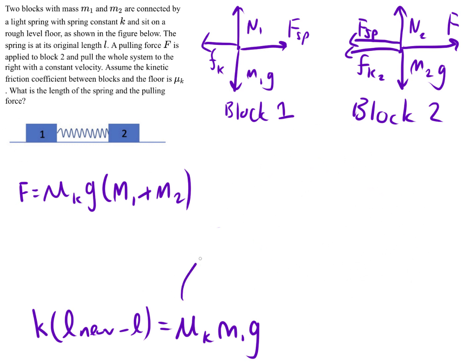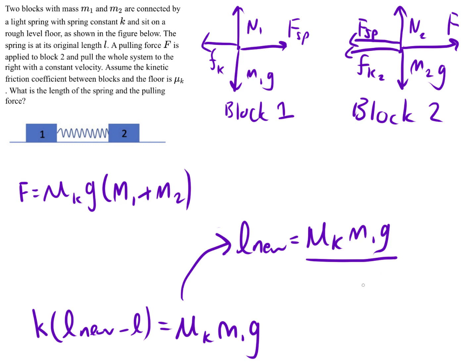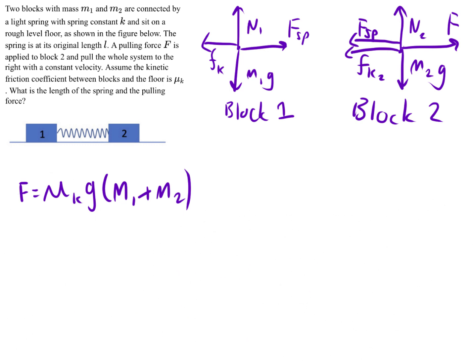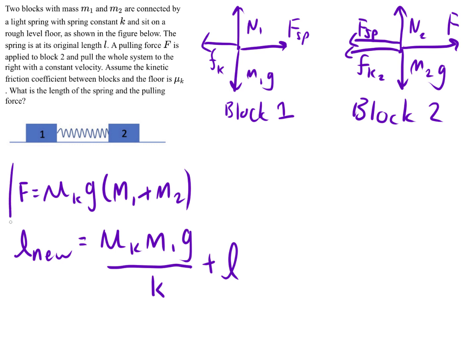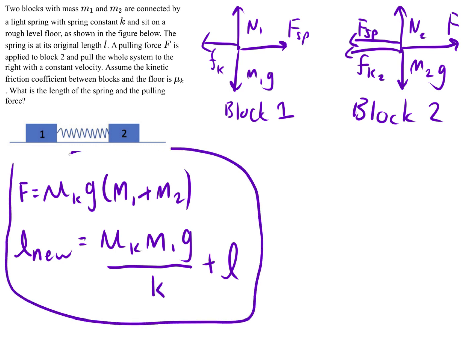Now all we need to do is solve for the new length. That is equal to the coefficient of kinetic friction times the mass times gravity divided by the spring constant, plus the original length. So that's the second part. So the new length of the spring is equal to the coefficient of kinetic friction times the mass of the first block, not the second block, times the gravitational acceleration divided by the spring constant, plus the original length of the spring. And that is how you would solve this problem here.